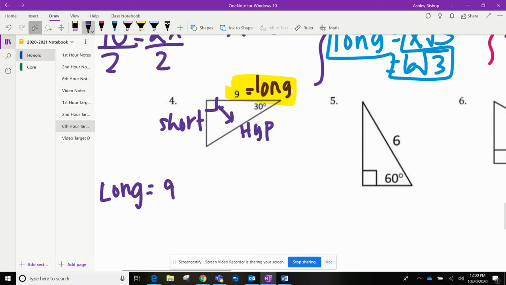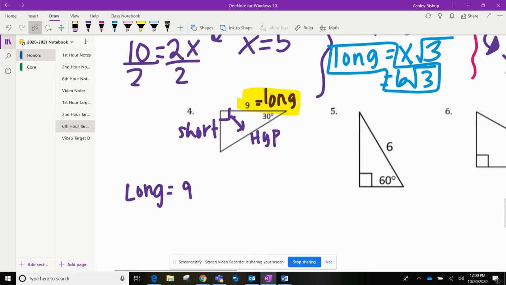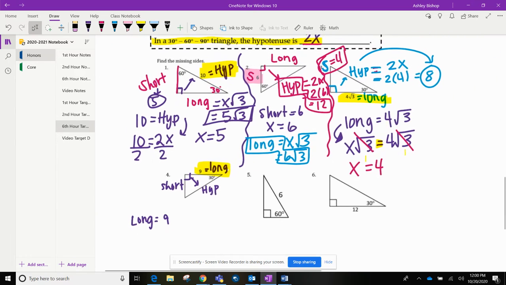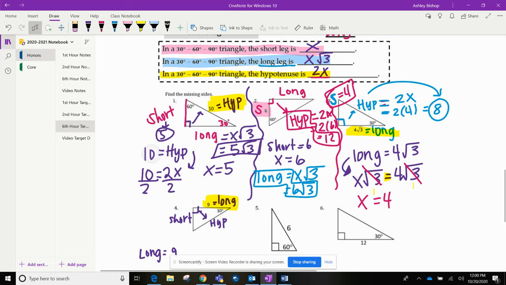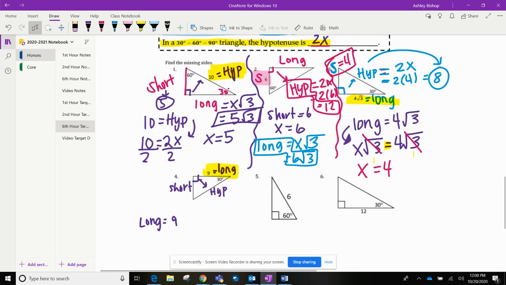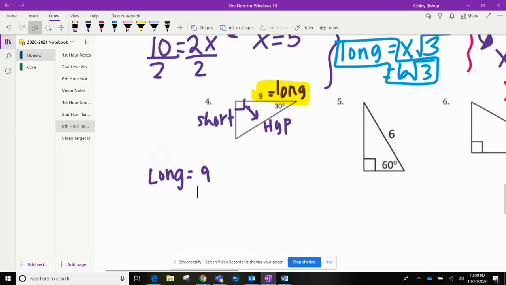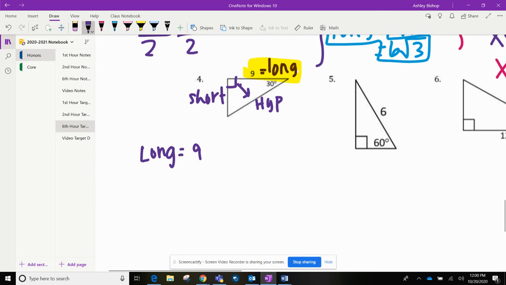And then again, the same steps apply. You're going to replace the word long with the rule for the long side. Up here, we know that in a 30, 60, 90 triangle, the long leg is equal to x times the square root of 3. So my long side, x times the square root of 3, is equal to 9. I replace the word long with the rule, and I need to solve for x.